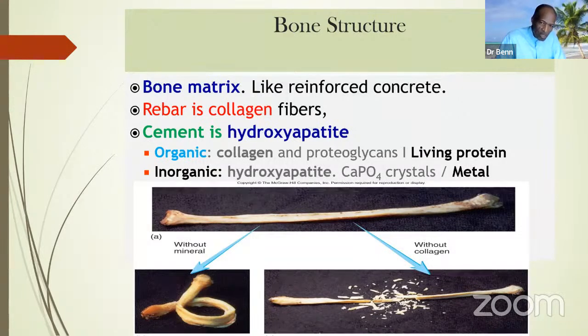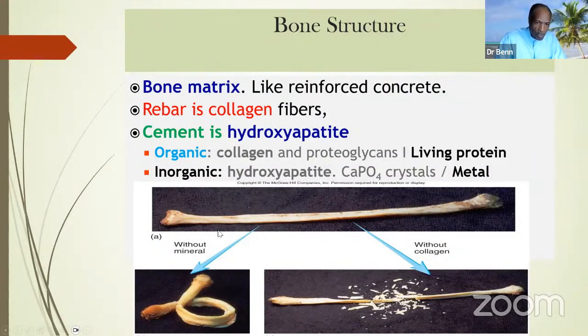Proteoglycans, these are protein-sugar combinations that hold moisture and keep the bone resilient. And it is the living part of bone. The inorganic part of bone, or the non-living, or the metal part of bone, is the calcium phosphorus crystals or compounds that give bone the strength.